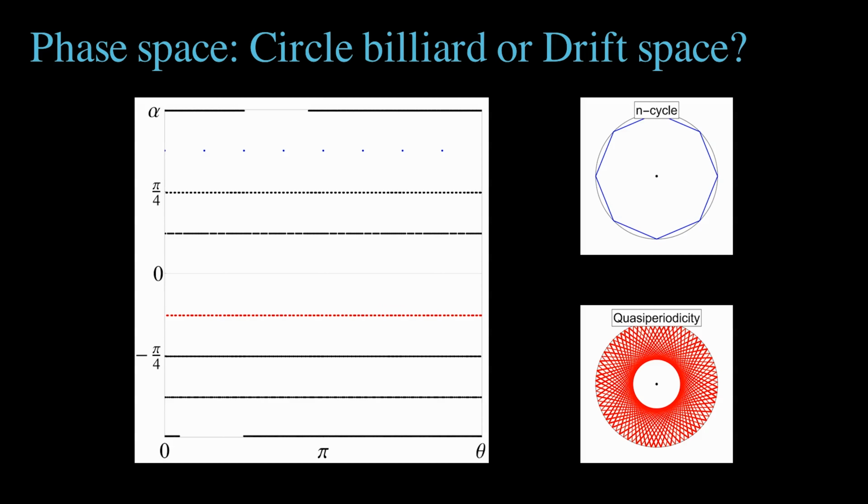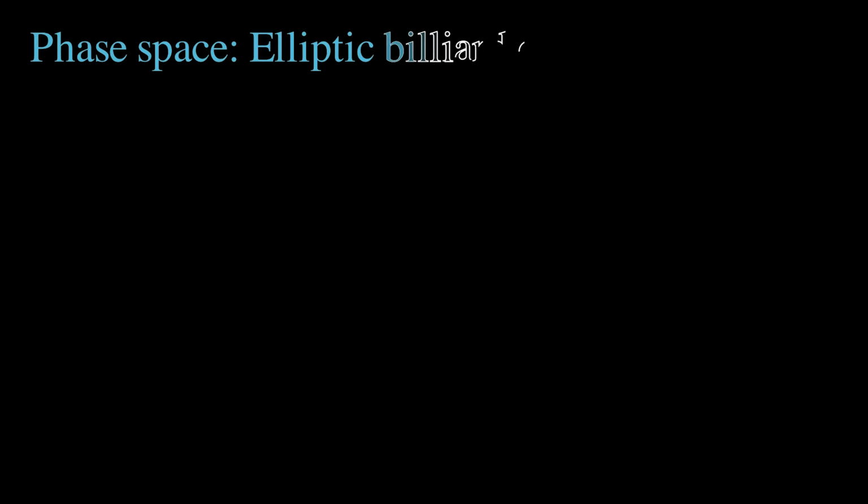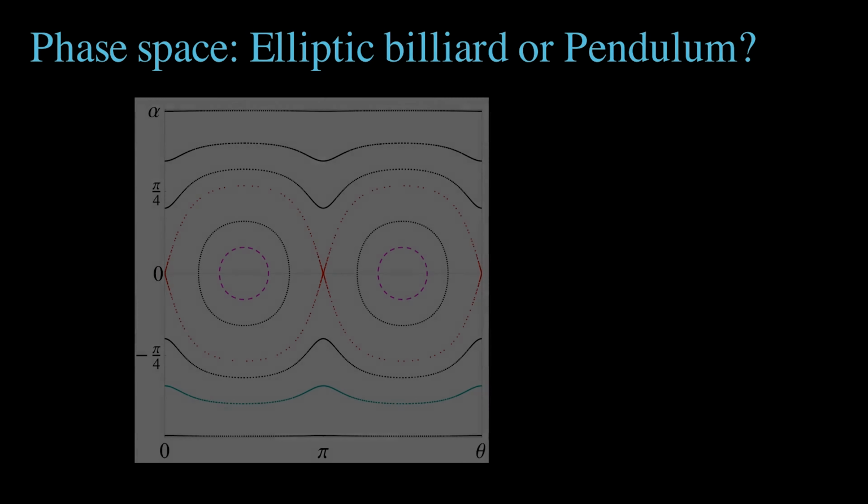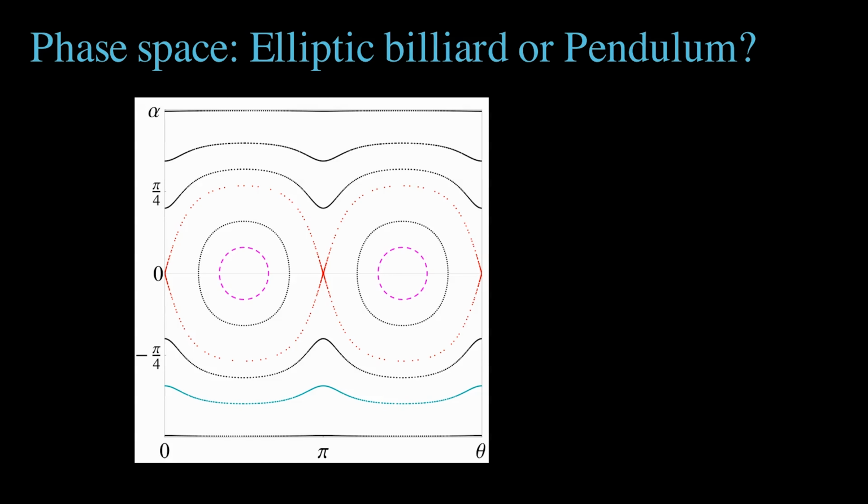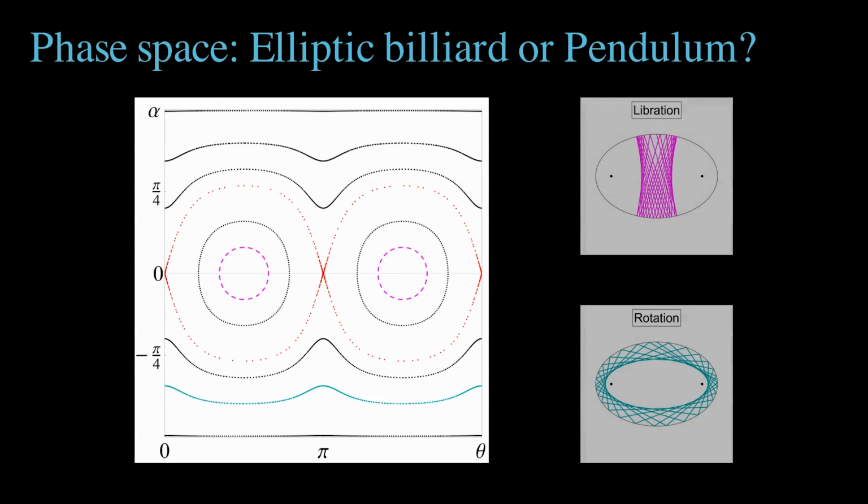The two plots on the right show sample trajectories from this diagram mapped back to configuration space. The top one, in blue, is periodic, often called an N-cycle, while the bottom one, in red, is a quasi-periodic trajectory that never closes. Now that we understand how to visualize the phase space of a planar billiard, let's return to the elliptic billiard, whose phase space is shown below.